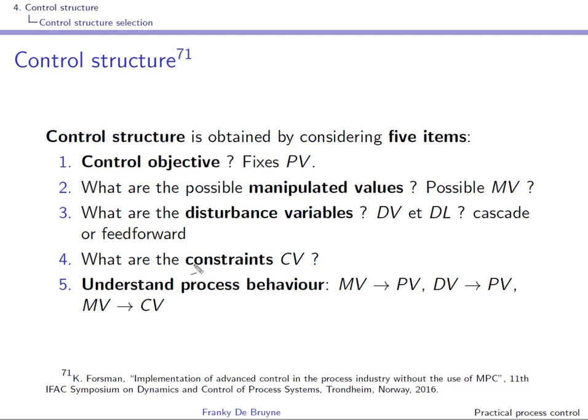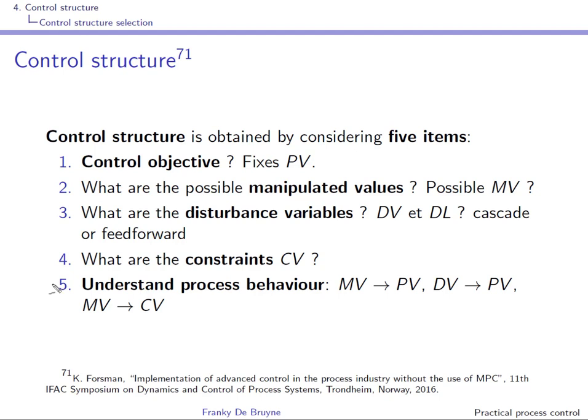The fourth item is to look for a list of potential constraints in the process. For example, saturation limits of an actuator, or minimum and maximum values for certain process variables and their derivatives. We will see later in the course how we can take these constraints into account in the control structure.